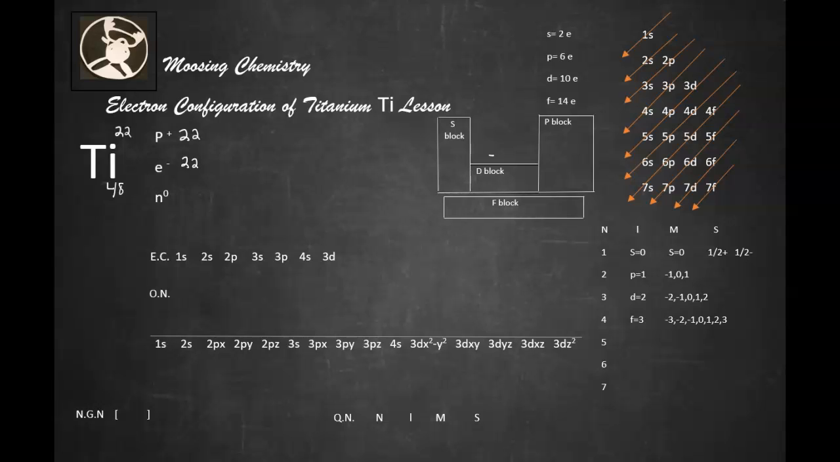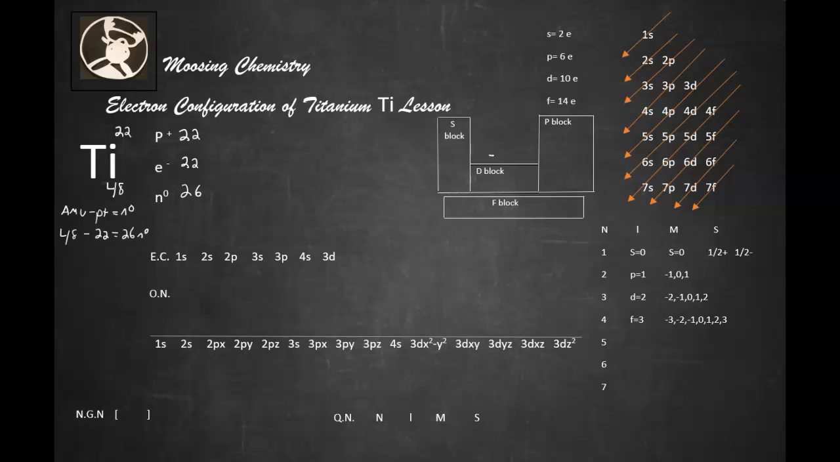What about the number of neutrons? Well, that's AMU minus protons equals neutrons. So we're going to go 48 minus 22 to give me 26 neutrons. You're going to put a 26 there, right?